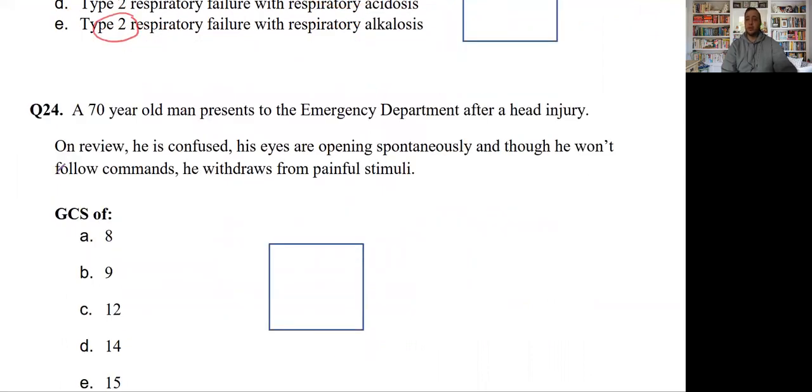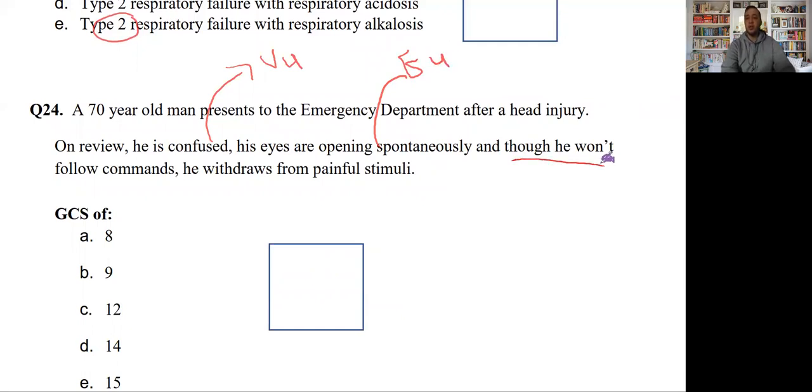So question number 24. A 70-year-old man presents to the emergency department after head injury. On review, he is confused. Because this question is asking about the GCS, the Glasgow Coma Scale, confused will take a verbal response of 4 points. His eyes are opening spontaneously. This will take an eye response of 4 as well.